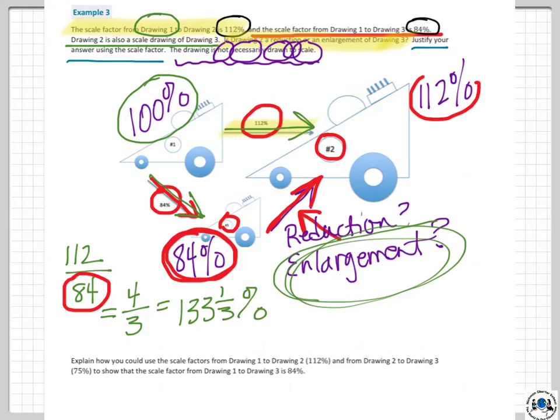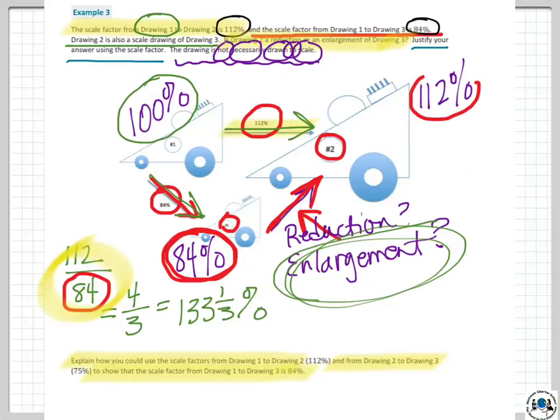Well, hold on. I think I missed a question down here. I think I saw this before, but: explain how you could use the scale factors from drawing 1 to drawing 2 and from drawing 2 to drawing 3 to show that the scale factor from drawing 1 to drawing 3 is 84%. Well, that's just a little extra. Why don't you try that one? Go ahead and work it out like we worked this out over here.